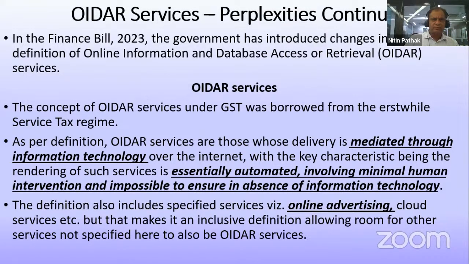Now I'm going for the definition. This concept was borrowed from GST. As per the definition of OIDAR, services are those whose delivery is mediated through information technology. When you go to YouTube or Facebook, an advertisement comes automatically. Even Gmail and WhatsApp are like that. These are services used online to have your information and then supply. So suppose I subscribe to YouTube because there are advertisements coming and I don't want advertisements to come.